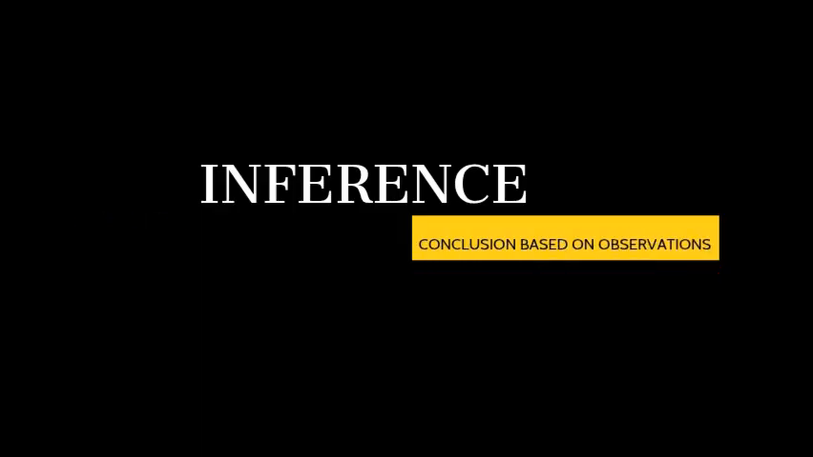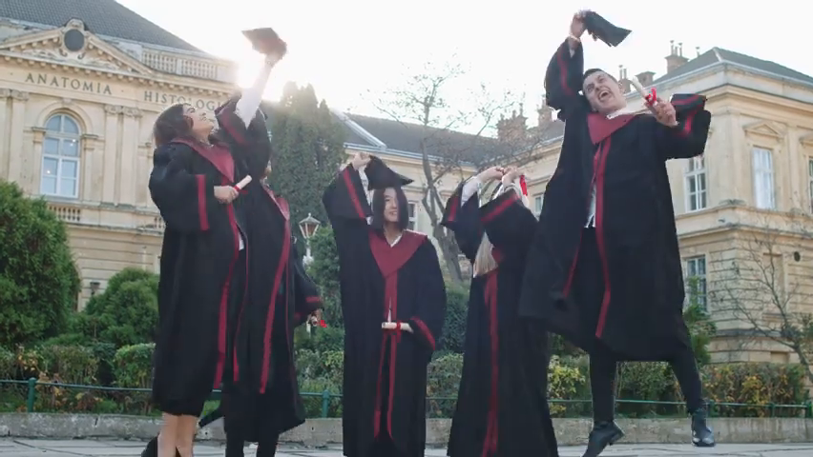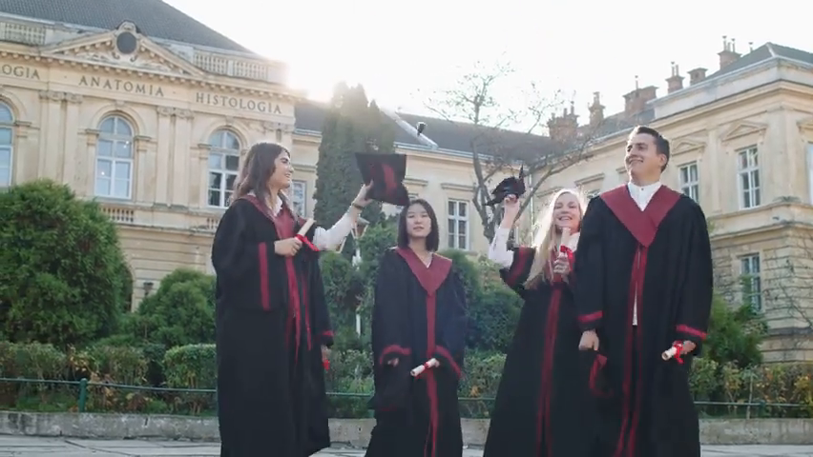An inference, on the other hand, is a conclusion you make based on observations and what you already know. Inferences are educated guesses. They explain what might be happening.